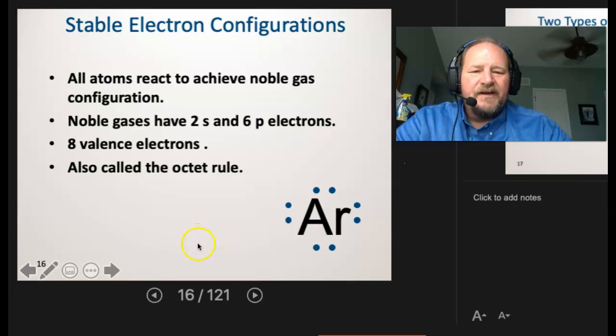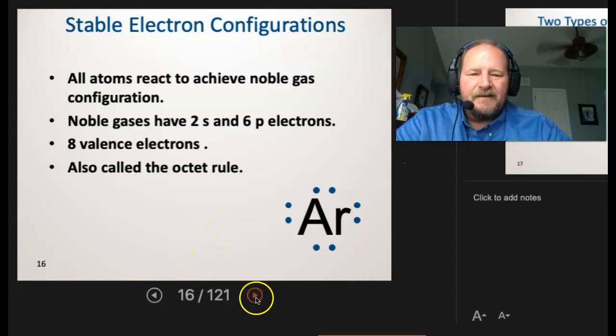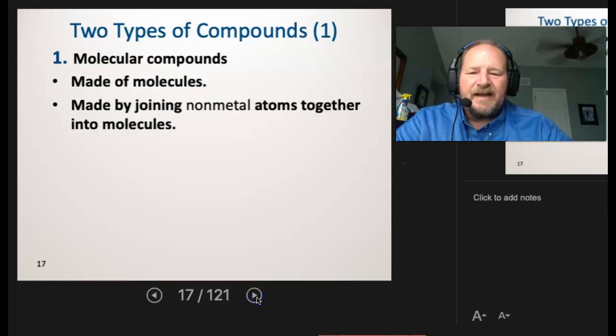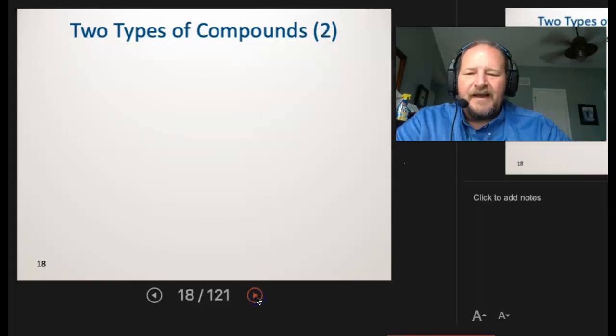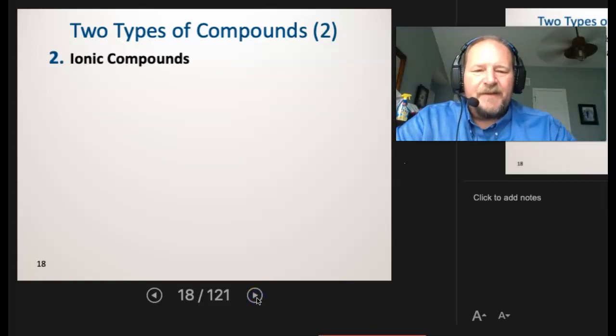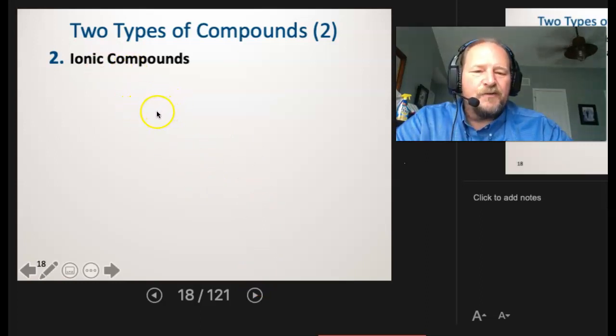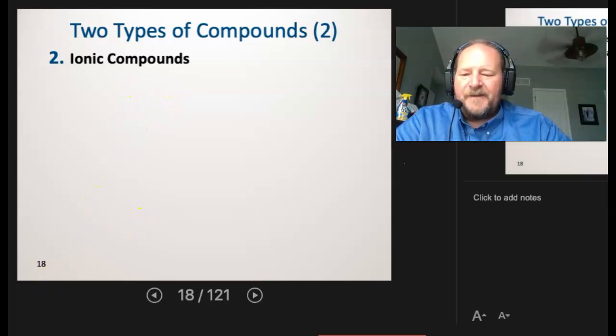We're going to build from here to start talking about different types of compounds. The first type is molecular compounds, but we're going to get to that a little later. We're going to start with the second type, which are our ionic compounds. Since we're talking about charges, I want to get into looking at ions and how the ions will form compounds. And so that'll be in our second segment.